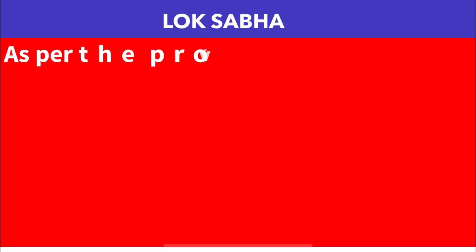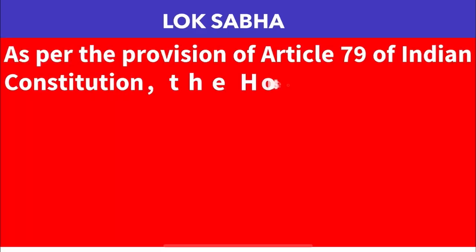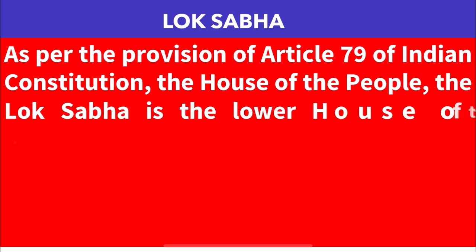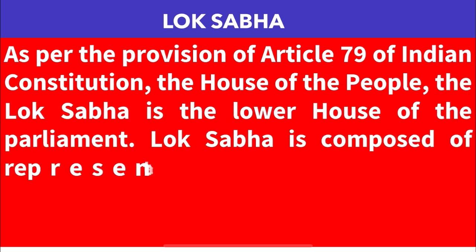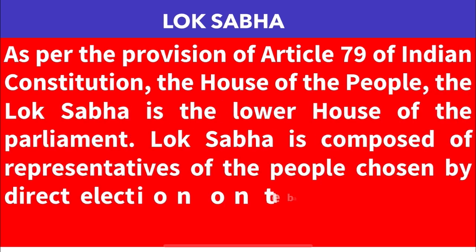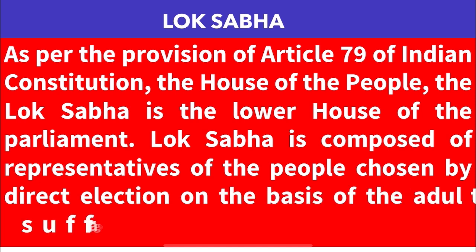Now let's find what is Lok Sabha. As per the provision of Article 79 of the Indian Constitution, the House of People or the Lok Sabha is the lower house of the Parliament. Lok Sabha is composed of representatives of people chosen by direct election on the basis of adult suffrage, or vote directly by the people who have attained 18 years of age.